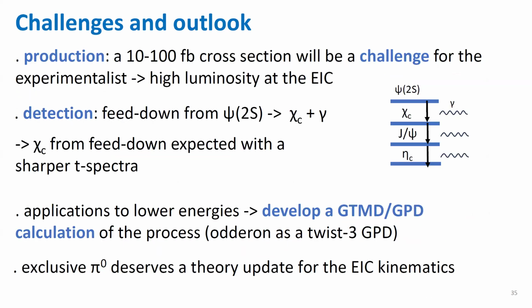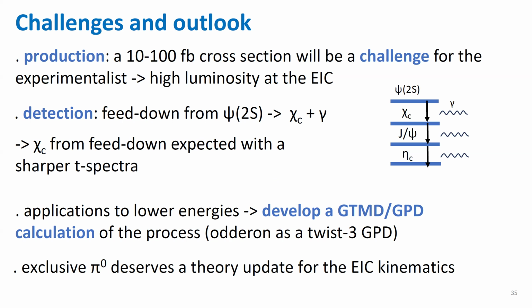And now I want to give some basic conclusions, or challenges, let's say. One, we are facing this 10 to 100 femtobarns cross-section, at least according to our model estimates. And so this is a challenge for the experimentalists. But hopefully, the EIC, or the high luminosity at the EIC, can help in this regard, and still we can see this cross-section.